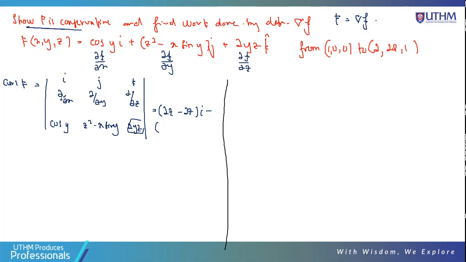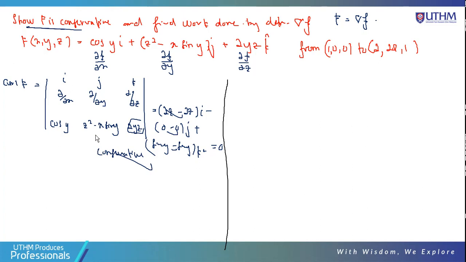Then minus, cover the j: this one partial with respect to x is zero, this one partial with respect to z is zero, j. Then plus, cover the k: this one with respect to x gives minus sin y, this one with respect to y gives minus sin y. So the k component is zero. So everything is zero, so you have proven it. So this vector field is conservative. Okay, so it's settled, proven conservative.